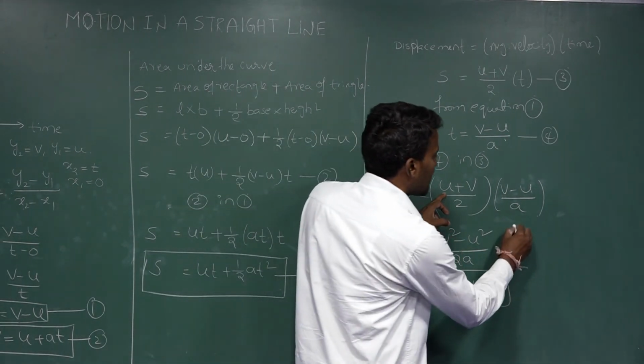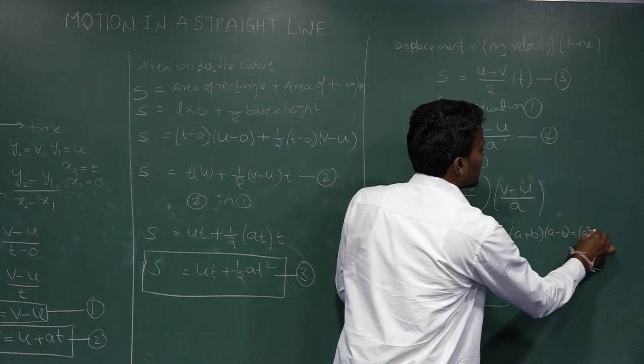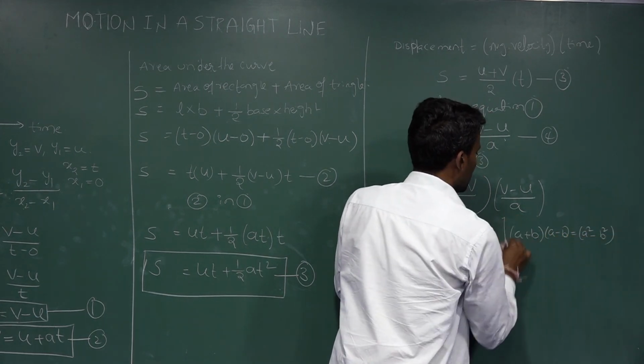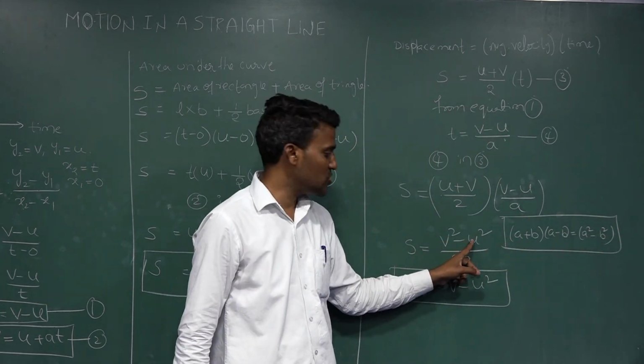This equation we can write like this: a plus b into a minus b is equal to a square minus b square. From this equation, I have written this one. It is nothing but v square minus u square.